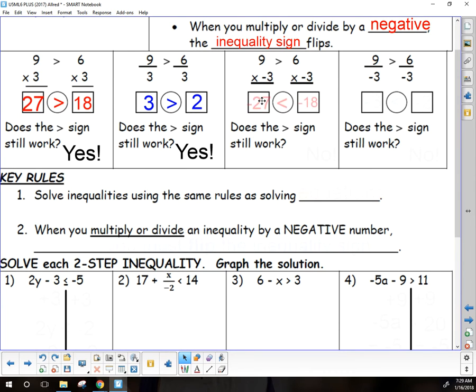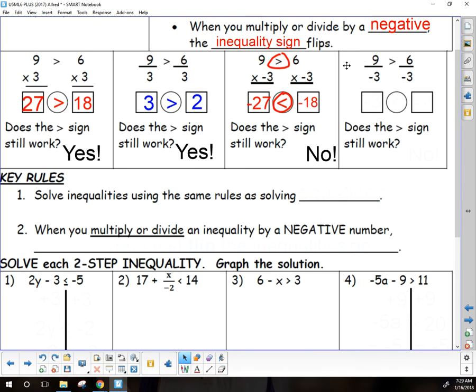Okay? Here in these next two examples, however, we're going to take positive 9 and multiply by negative 3, that's negative 27, and we're going to take positive 6 and multiply by negative 3, and that's negative 18. Now, negative 18 is actually bigger than negative 27. So it reads negative 27 is less than negative 18. That greater than sign that was at the beginning, it doesn't work anymore when we multiply by a negative.